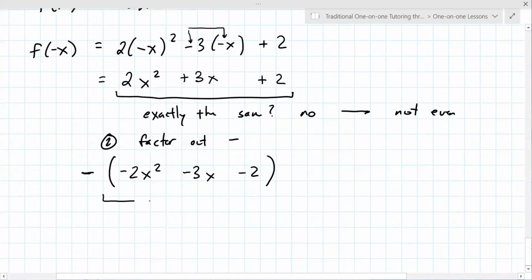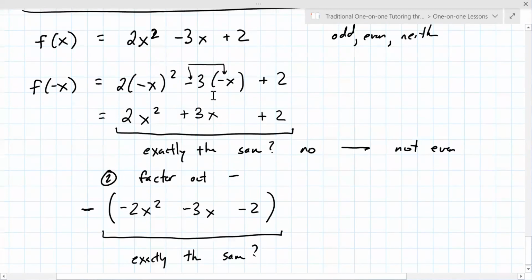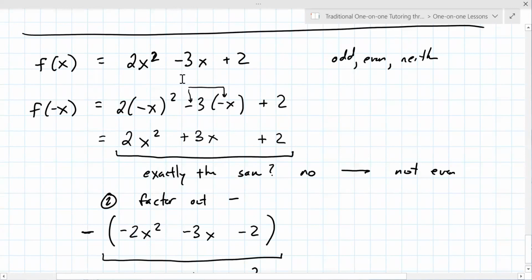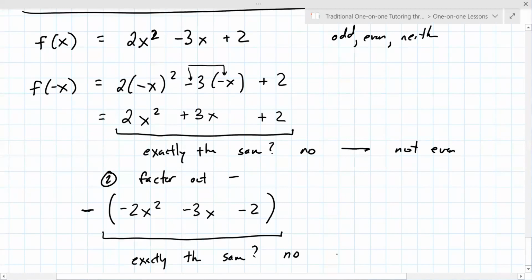Okay, so then you ask the same question again. You look at what's inside parentheses and say, is this exactly the same as the original? And you have to go back to the original, not this other work, this first line or whatever you're given. Is that exactly the same? No. So this means it is not odd. So when you get a no and a no, that means it is neither.